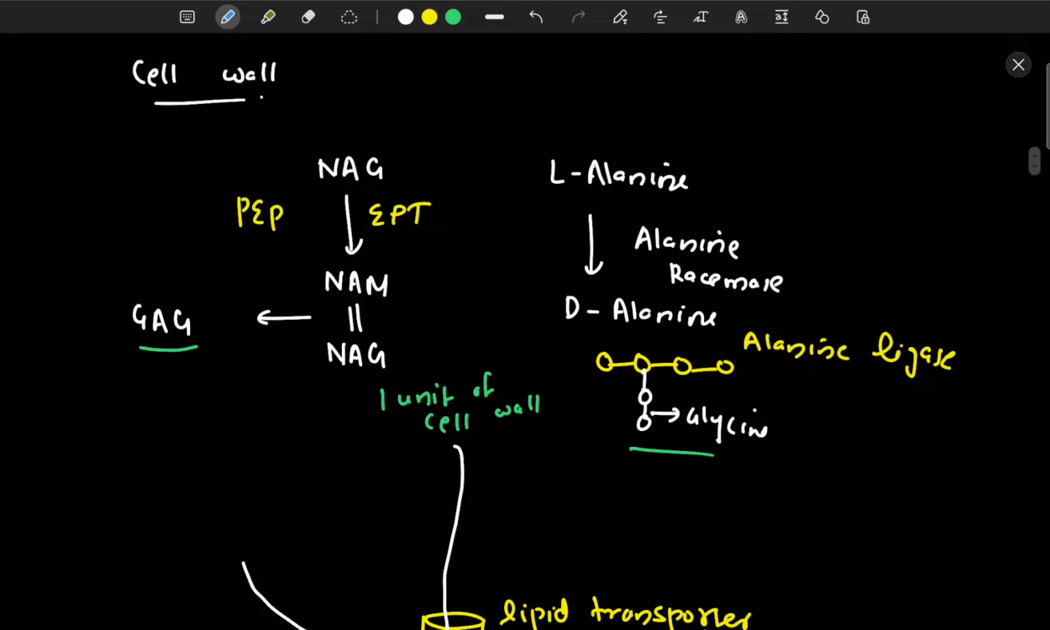So we have a drug called phosphomycin, and phosmidomycin.